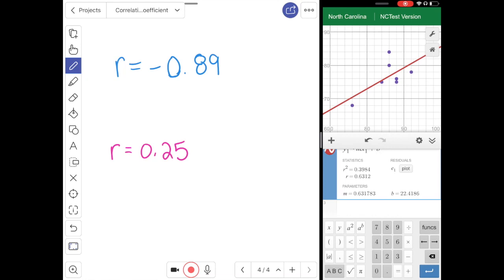Alright, so looking at the first one, I have R equals negative 0.89. So if I have negative 0.89, that's going to tell me 2 things. It's going to tell me that it's a negative direction, because of the negative number, and 0.89 is closer to negative 1, so therefore this is going to be negative and strong.